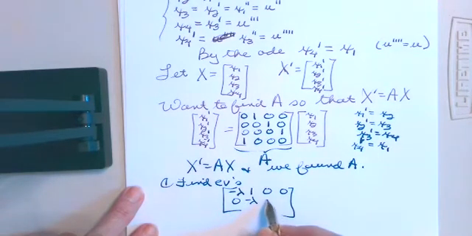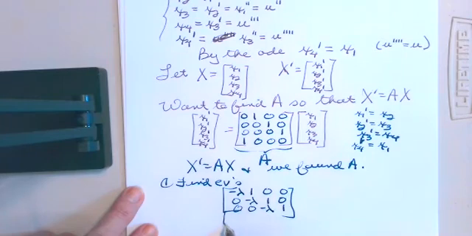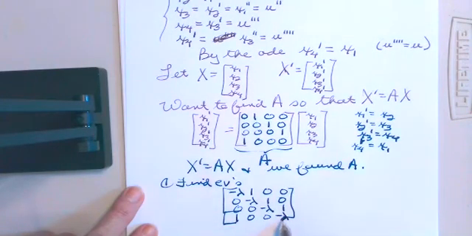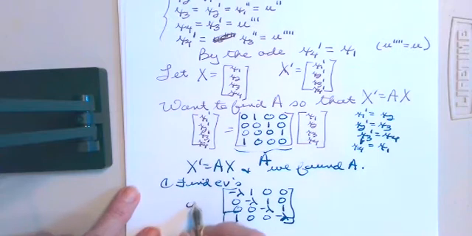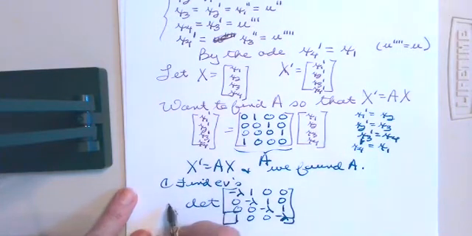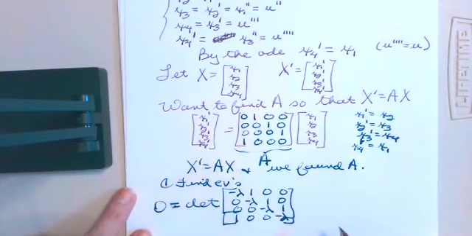0, minus lambda, 1, 0. 0, 0, minus lambda, 1. And then 1, 0, 0, minus lambda. Okay, and I take the determinant of that, and then I set it equal to 0. Okay, that's a 4 by 4 matrix. That would be rather miserable, except that there's a lot of zeros in here.